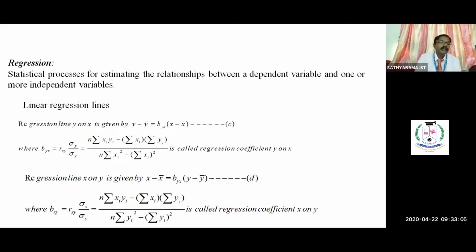Sigma y means standard deviation of y. Sigma x means standard deviation of x. So if you are able to find these values, the correlation and standard deviations as given, we can use the formula. Even otherwise, we will use the direct formula.